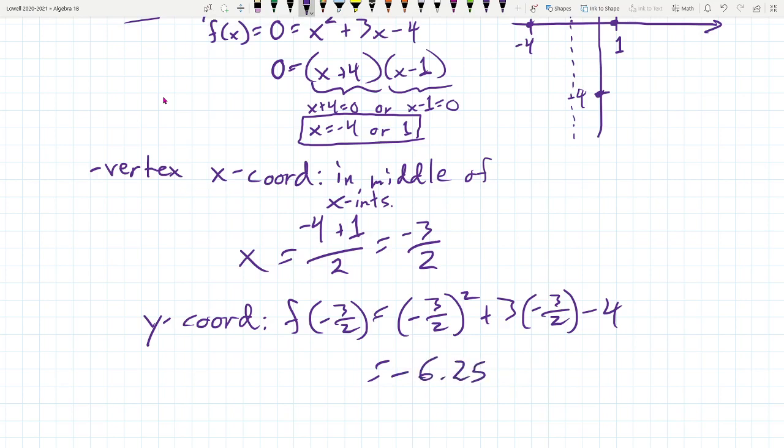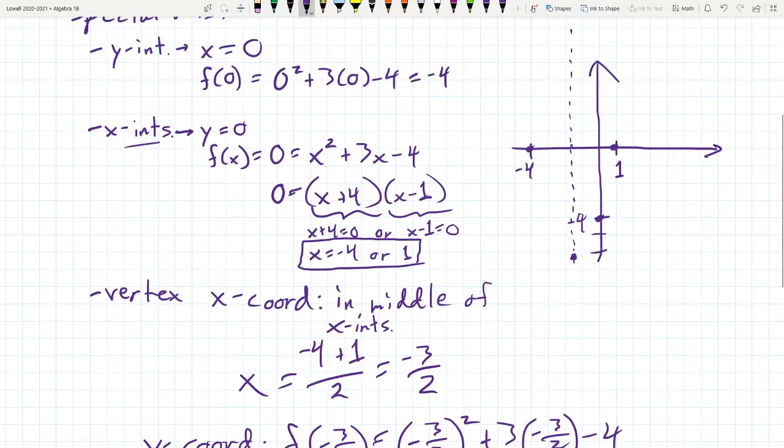Alrighty, so our vertex is at negative 3 halves, so negative 1.5, comma, negative 6.25, which is going to be right around there. So the vertex here is negative 1.5, negative 6.25.